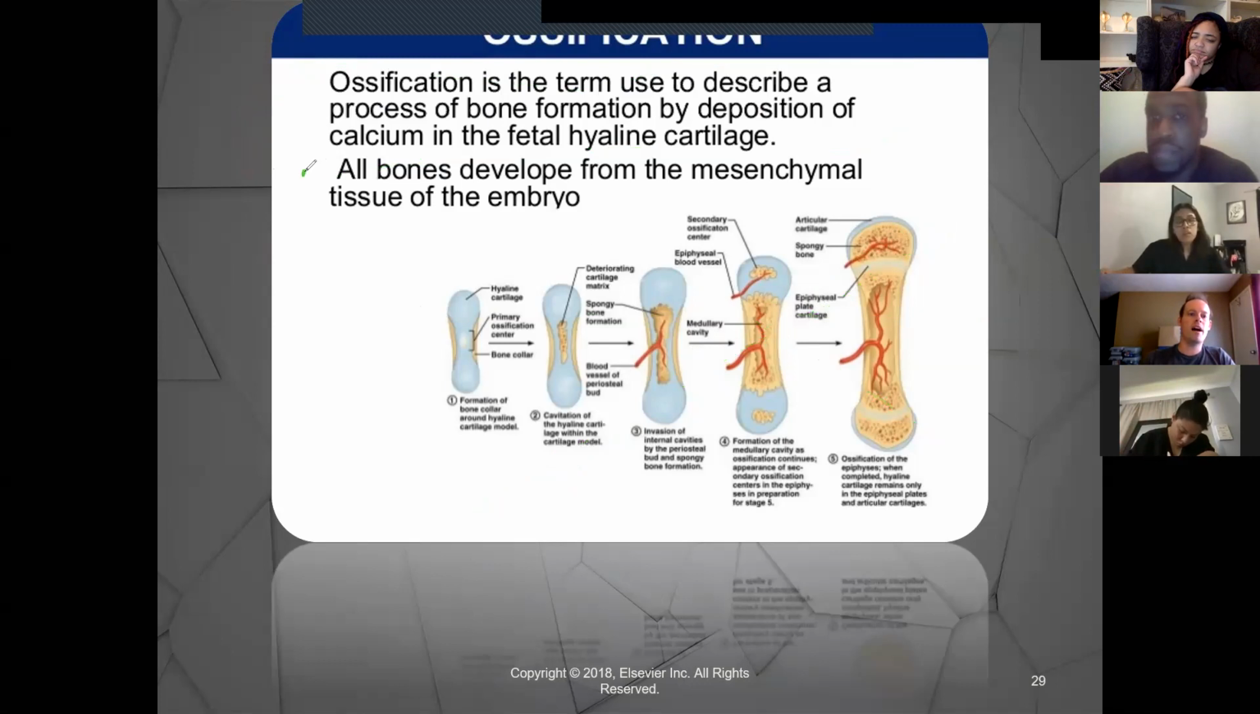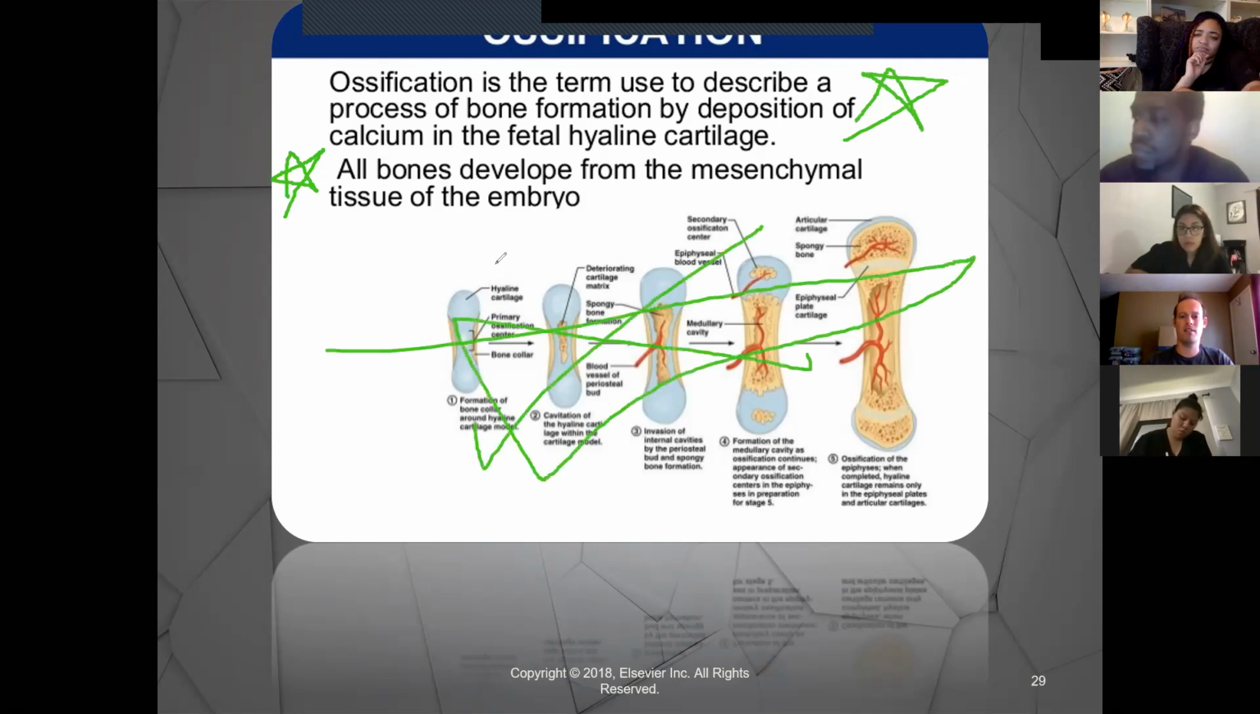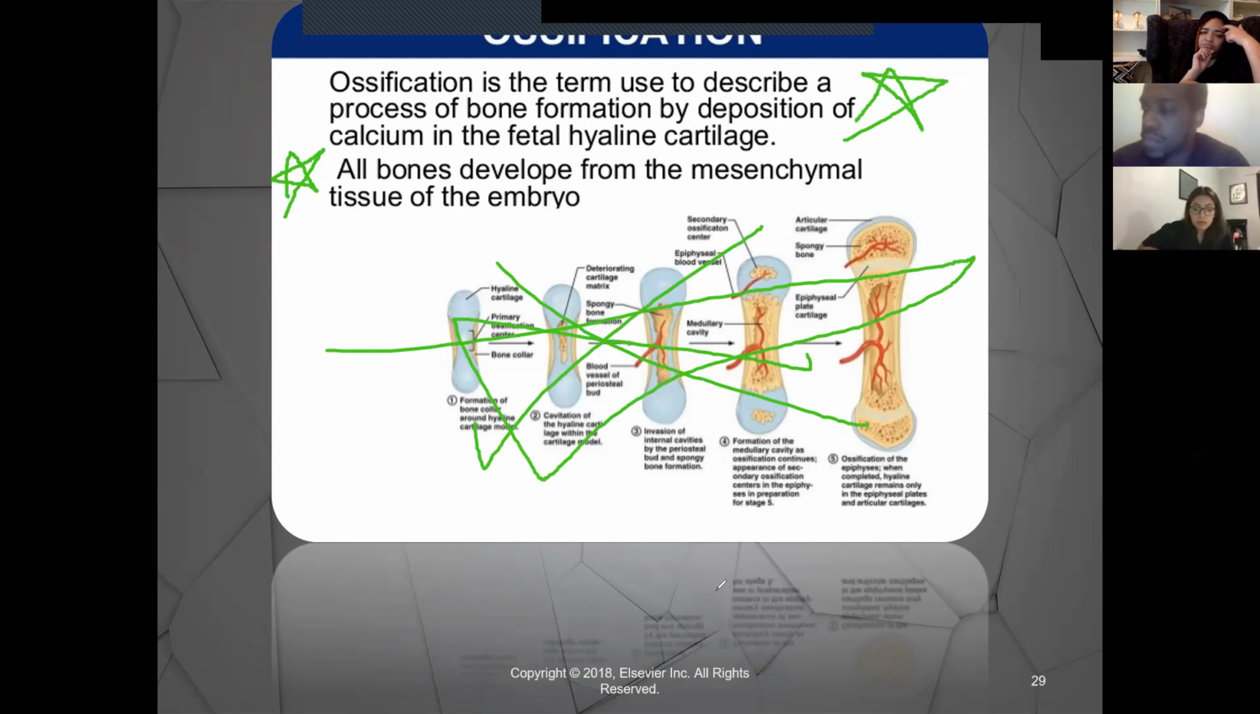And also to make note, guys, all bones develop from the mesenchymal tissue of the embryo. All bones develop from the mesenchymal tissue of the embryo. So both of these statements here, guys, make sure you know those. Don't worry about this picture right here, but if you do want to know about it, it's there for your reference. If you want to know how that ossification takes place and all the steps, I've got it right there for you.